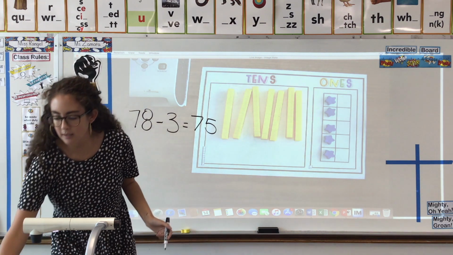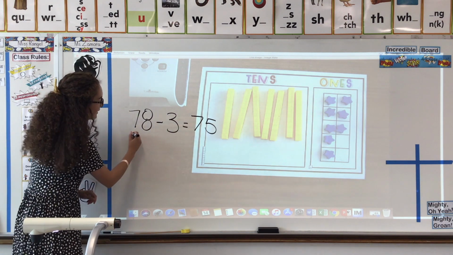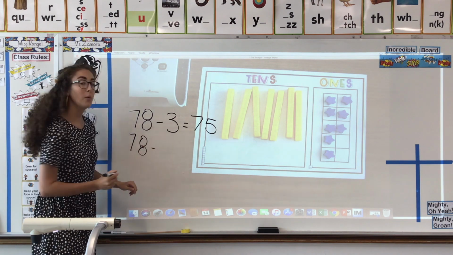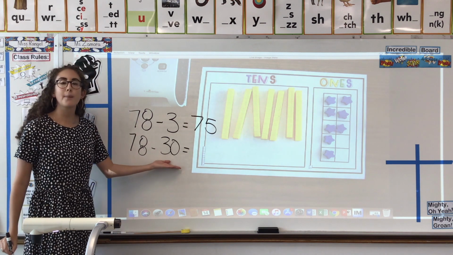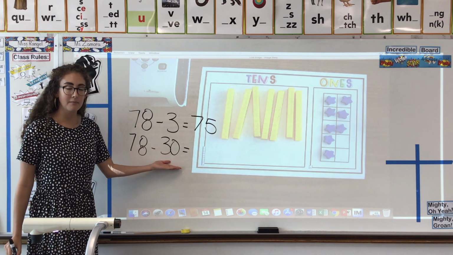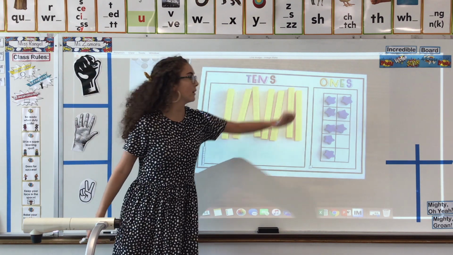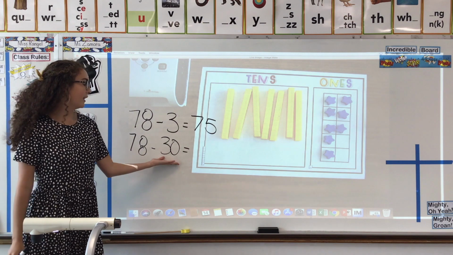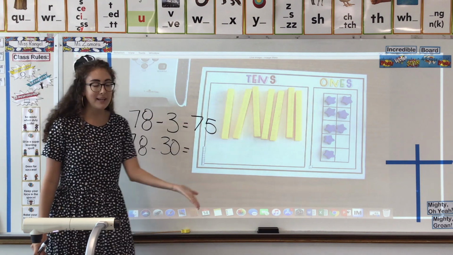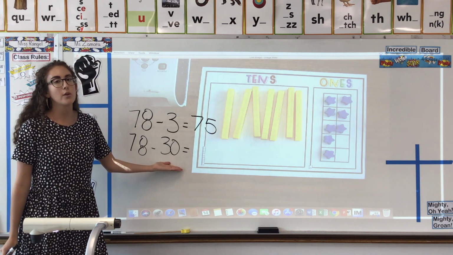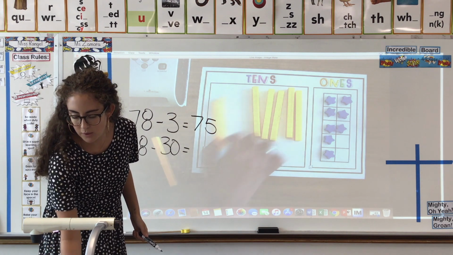So let me reset real quick. I'm going to add those back, and we're going to look at a different equation. We're still going to have 78, but we are going to take away 30 this time. 78 minus 30. If we're taking away 30, is this going to come from the tens or the ones? The number 30. The tens, because in 30 we know this is 3 tens. So let me do that. 1, 2, 3.